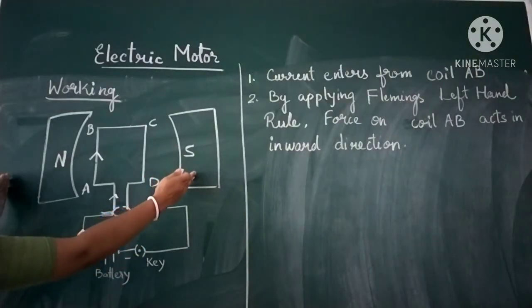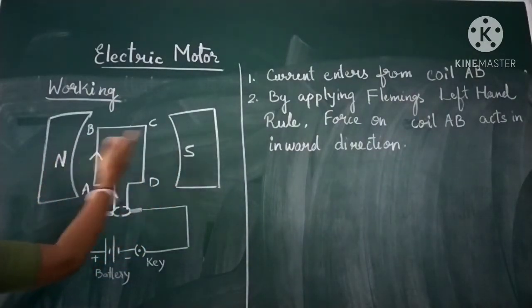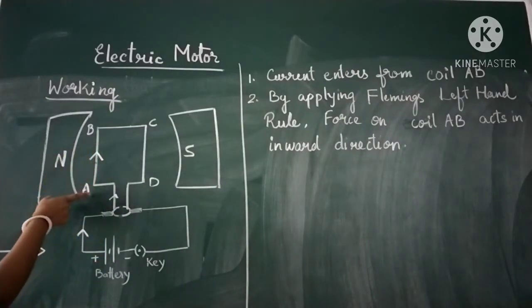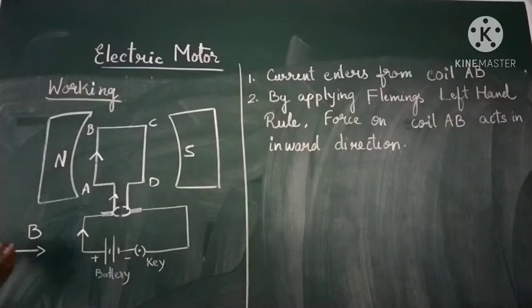These are the two permanent strong magnets. This is north, this is south. So the direction of magnetic field lines is in this particular direction. Now the current enters from this particular part, and it enters the coil AB from A to B. So it is moving in this particular direction. This is the direction of the current, moving from A to B in the upward direction.